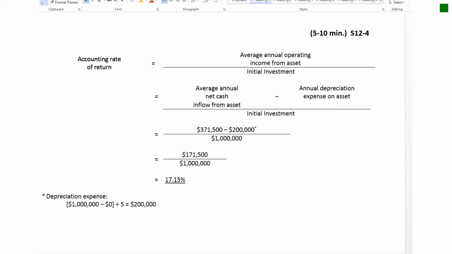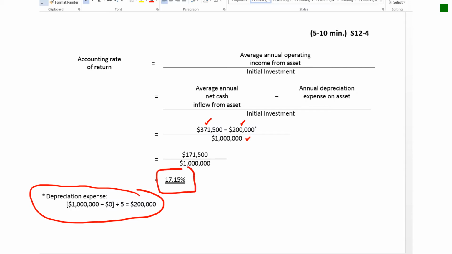So here's your official answer. Again, here's that average income cash flow from the asset. You subtract out that depreciation. Here's their calculation of the straight line depreciation. You divide by the initial investment, and you'd get an accounting rate of return right at 17.15%.